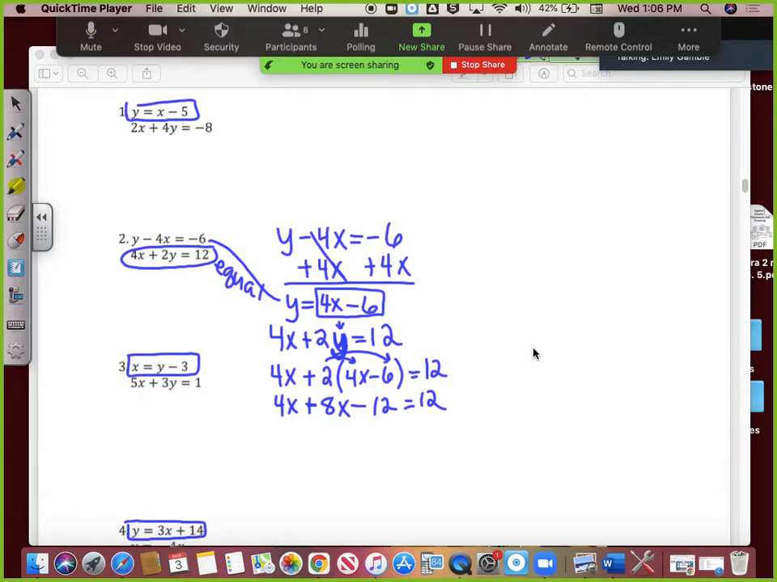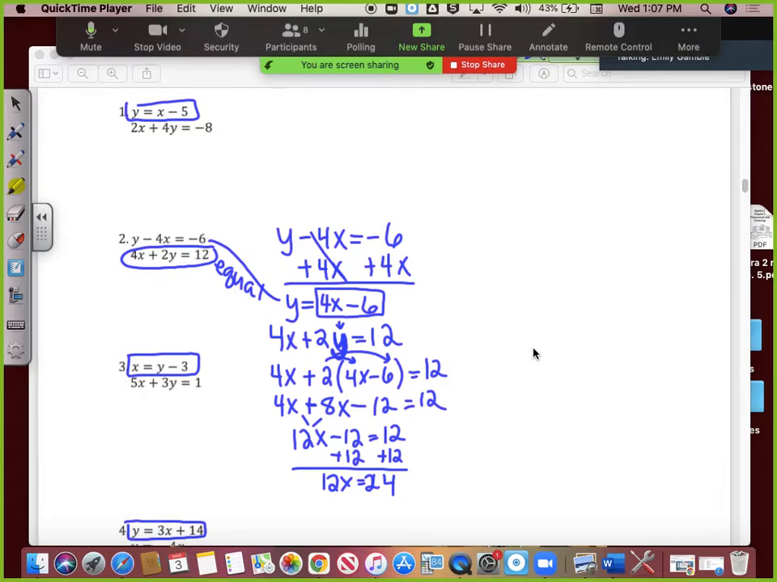What's the next thing I could do? Jessica? Add like terms. Yeah, perfect. Like terms. The 4x and the 8x can combine together to be how many x's? 12x. Perfect. There's a lot of 12s in this problem. 12x minus 12 equals 12. Now we're going to solve this equation. We want to undo the subtraction first to move that number to the other side. So to cancel out minus 12, we would add 12. And we get 12x equals 24.